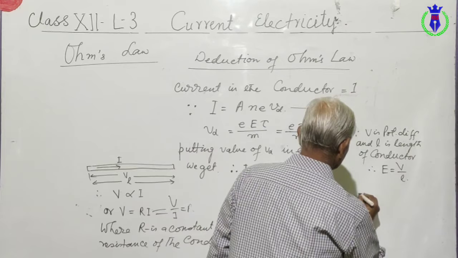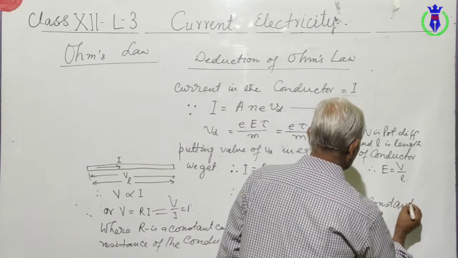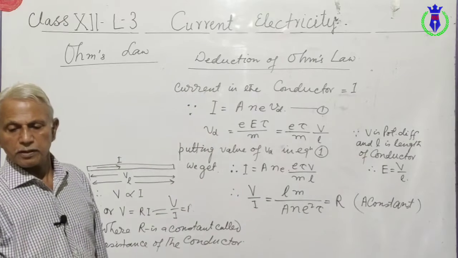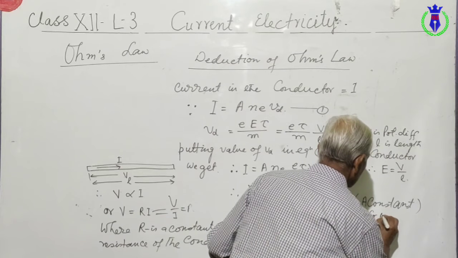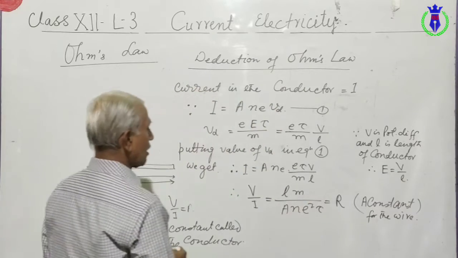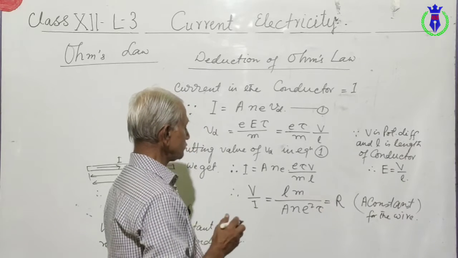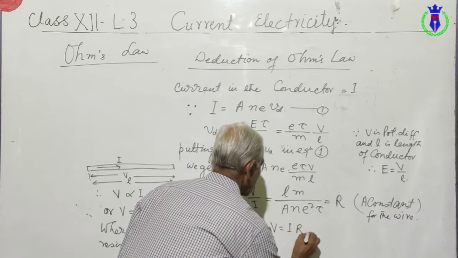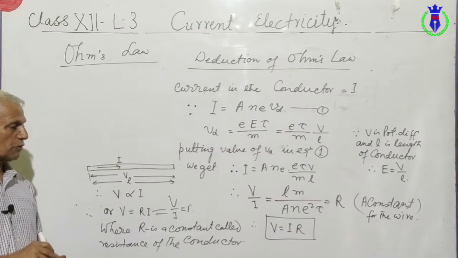a constant for the wire, and this constant is called resistance. This is the resistance, and therefore V is equal to IR. This is the Ohm's law, the deduction of the Ohm's law.